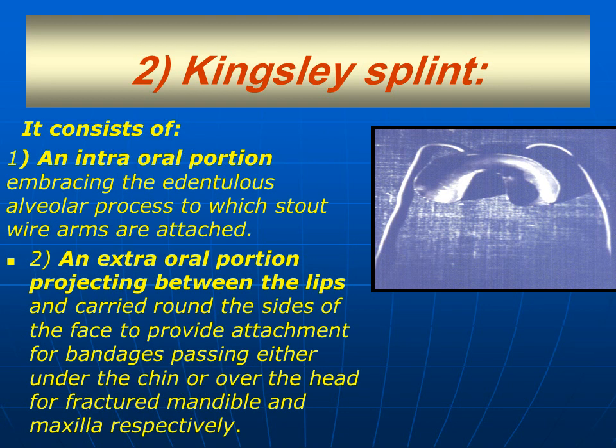The Kingsley splint consists of an intraoral portion embracing the edentulous alveolar process to which stout wire arms are attached. How will it be made? We take impressions, then we make the cast.